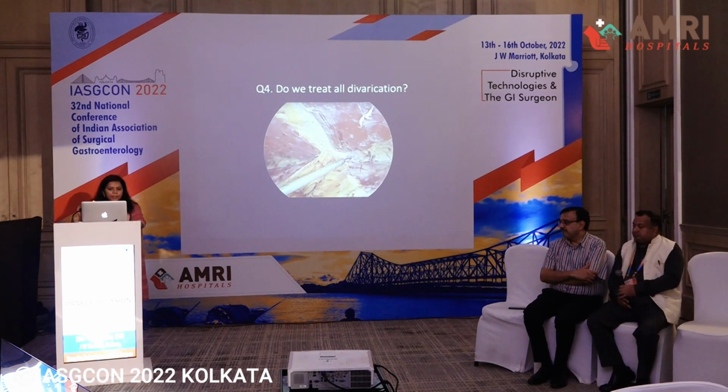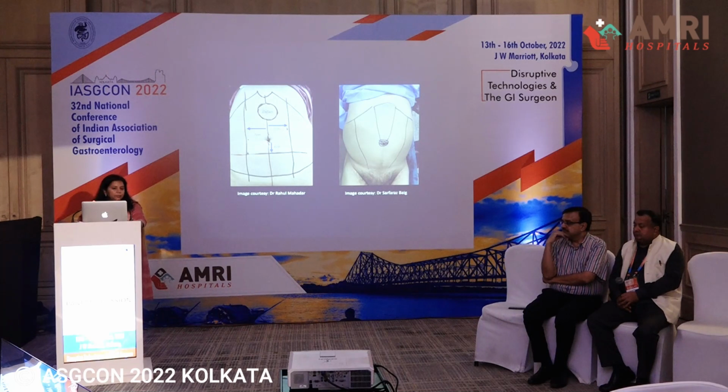Yeah. And sometimes when we are inside the abdomen, even normal linea alba in a magnified view looks like a divaricated tissue. So it's important that divarication should always be a pre-operative diagnosis.